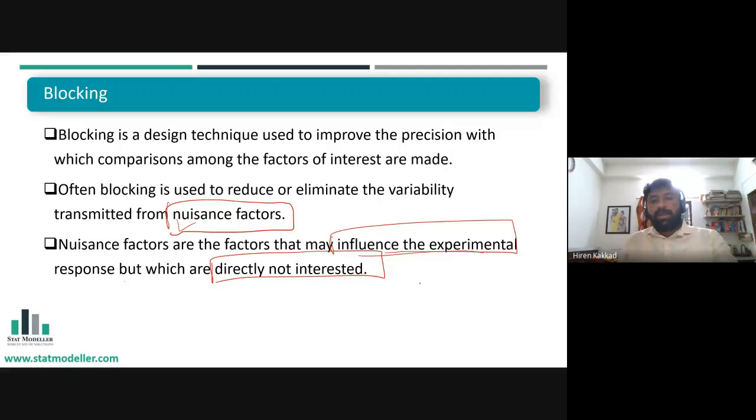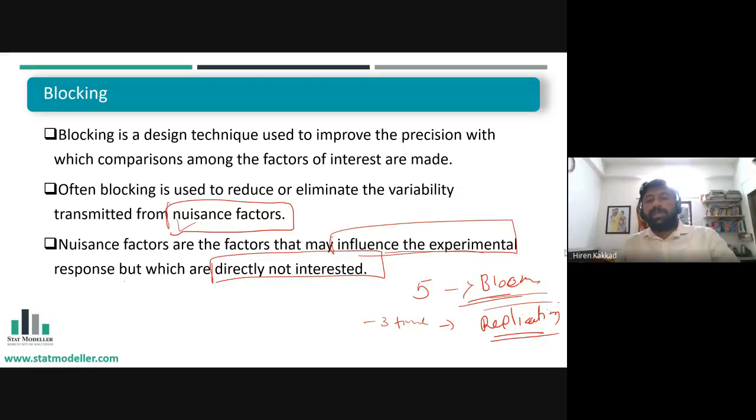If I'm conducting this experiment in my 5 friends' rooms, then there are 5 blocks. Now, if I repeat the same experiment in my own bathroom, let's say 3 times, that is replication, right? So that is the difference between replication and blocking. Many times it may seem confusing, but that is how you can separate it out.